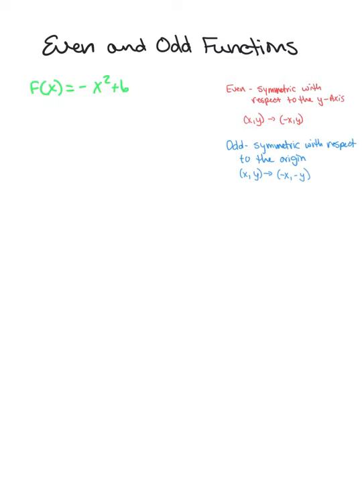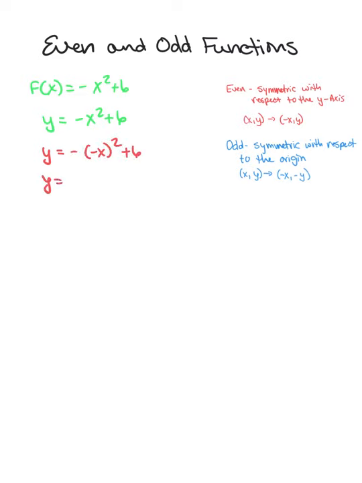It is rarely possible for a function to be both even and odd, but it is possible for them to be neither. So, again, I'm going to change this to y is equal to negative x squared plus 6. I'm going to determine if this is even, so if it's symmetric with respect to the y-axis, that means I'm going to leave y the same. I'm going to negate x.